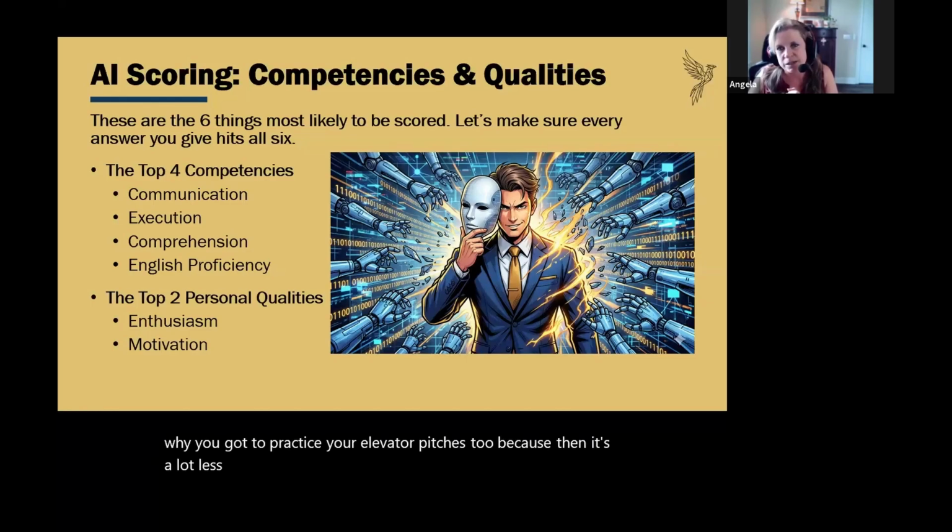And then your English proficiency. And we've already kind of touched on that before, but being clear, being able to articulate, having complete sentences. You guys, this is less to do with poor grammar and more to do with being able to tell a comprehensive and coherent story. Okay.